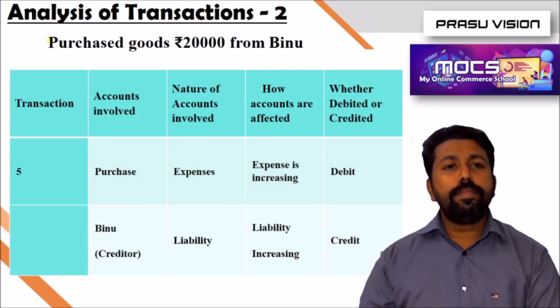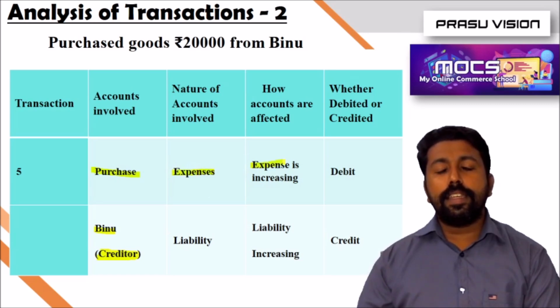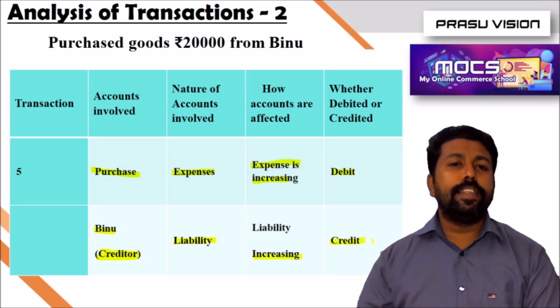And purchased goods 20,000 from Binu. Purchase is one aspect, and Binu is another aspect. You know very well, whenever the firm is purchasing goods or something in credit, the next one will be the creditor. So purchase is an expense, is increasing for the firm, it will be debited. And creditor also increases, liability increases, liability increasing, credited.